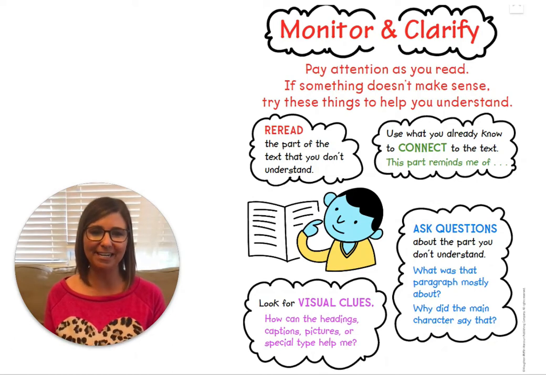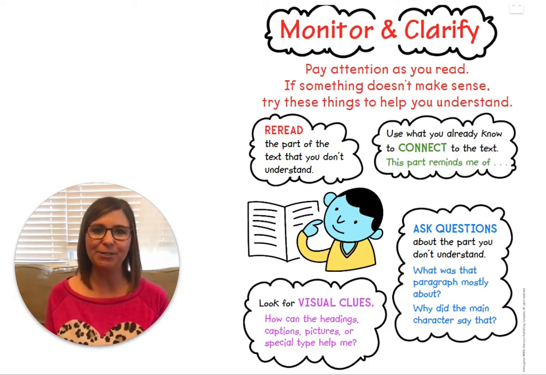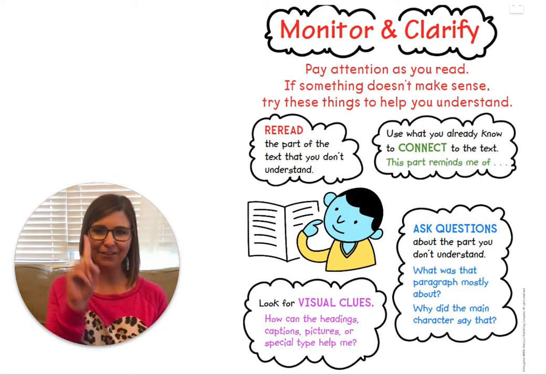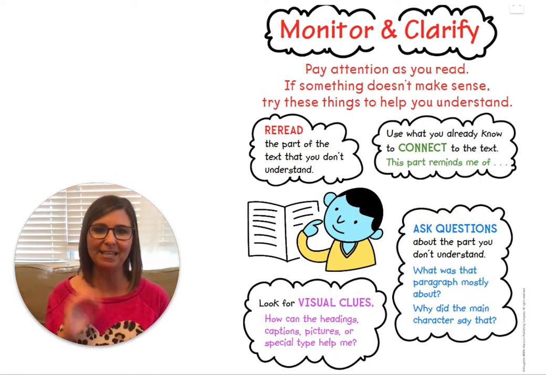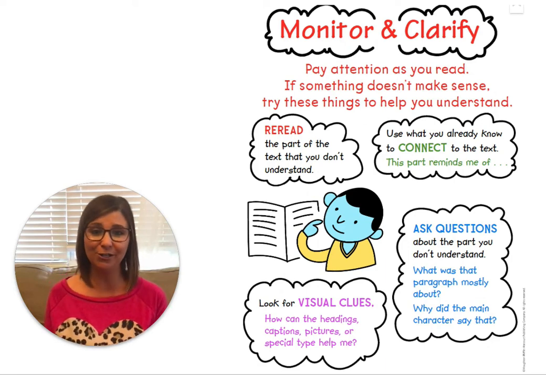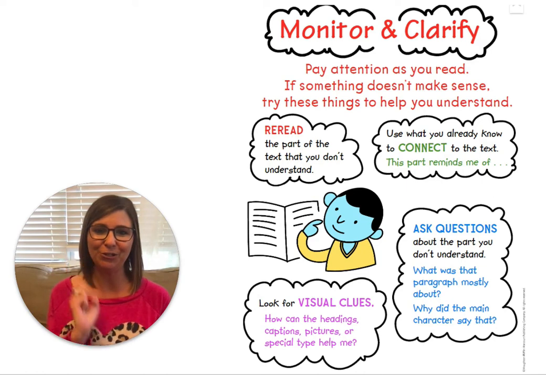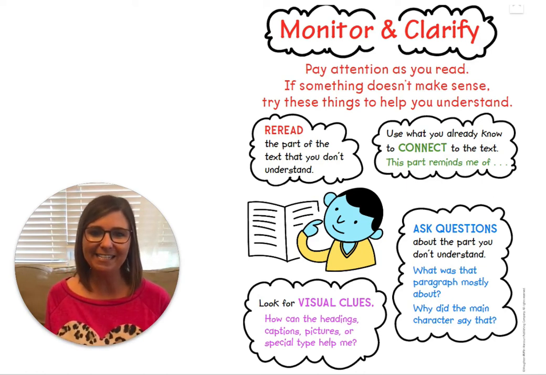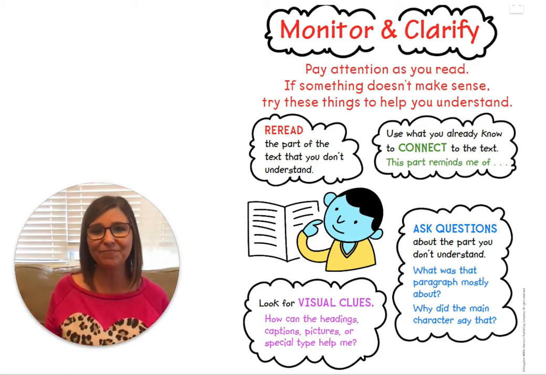Now, as we're reading, just like we did in fiction, we want to monitor and clarify. How we do this is we pay attention as we read. If something doesn't make sense, then we try these things to help us to understand. The first thing we do is we reread the part of the text that you don't understand. Then you look for visual clues. How can the headings, the captions, the pictures, or the special type help me?